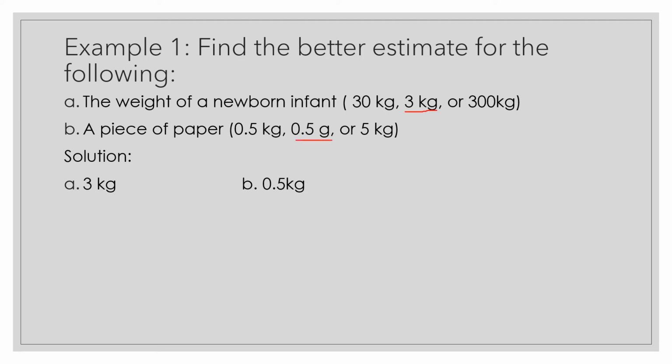0.5 grams is because 0.5 kilogram is already 500 grams, right? Whereas for the 0.5, I think the answer is, we remove this. It's only 0.5 grams, no? For a piece of paper. 0.5 kilogram is already half a kilo. Is there such a piece of paper? Okay. Of course not.